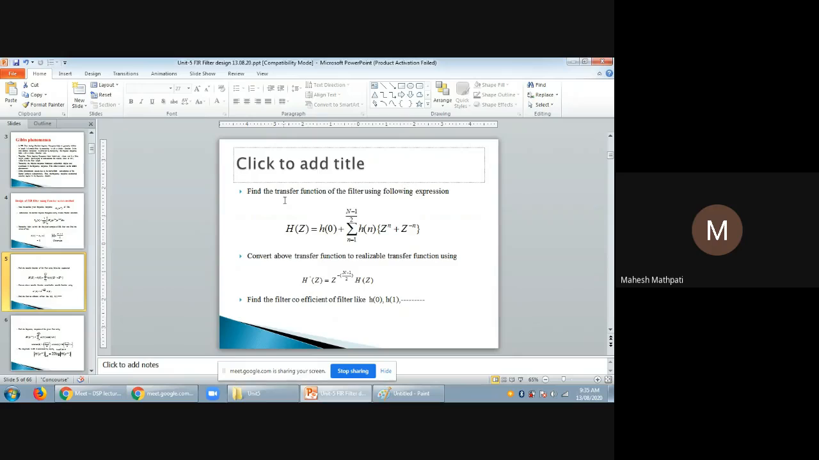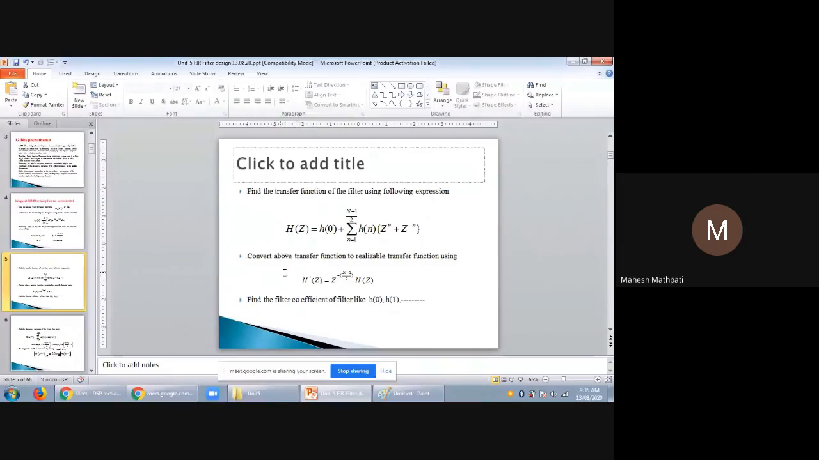Then we calculate the transfer function of that non-causal sequence, that is H(z) = h(0) + the sum from n = 1 to (N-1)/2 of h(n)[z^n + z^-n]. Then we convert the above transfer function into a realizable transfer function, as a non-causal sequence cannot be realized practically. So we need to convert it into a causal sequence.